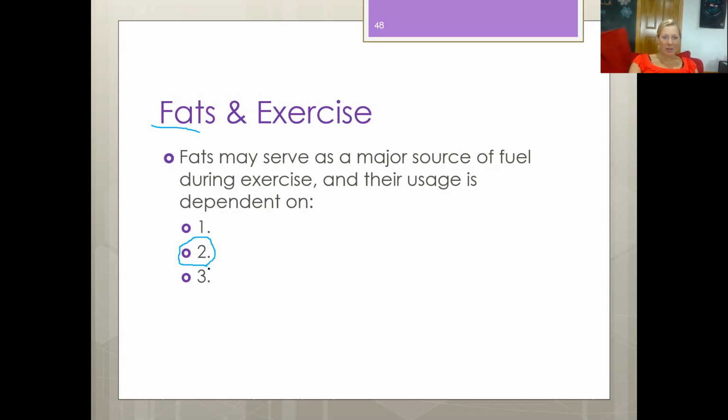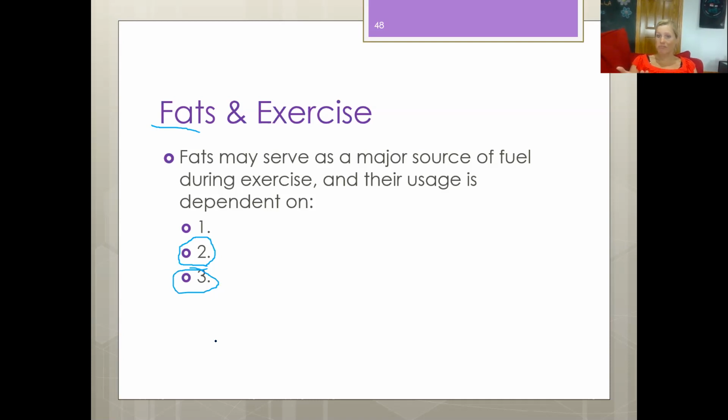And then lastly is the training status of the individual. I want you to think about this and then I'll explain why. If I'm highly trained, would I prefer to use fats or carbs as a fuel source? I want you to think about this in terms of the amount that you have stored. I'm not calling you fat, all right? But I have about 2,000 calories worth of sugar stored. I have about 70,000 calories of fat stored. So I have way more fat stored than carbohydrates stored.